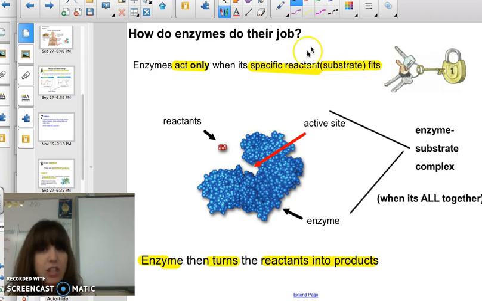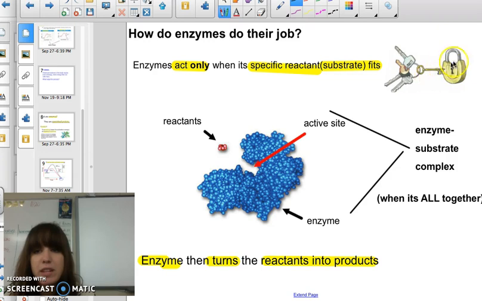Another word that we're going to use for reactants is substrate when we're talking about enzymes. And so what this does is the enzyme locks into the reactants and turns it into new products. And this can happen over and over and over again, and this enzyme's helping it along.